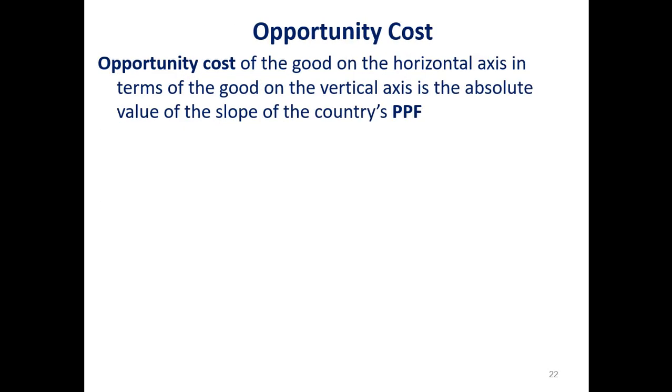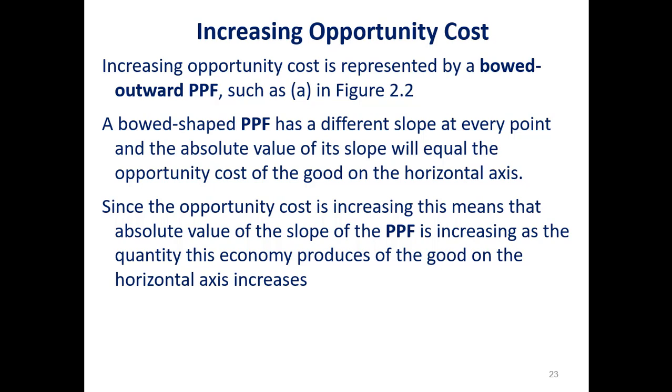And I skipped ahead, but the idea here is that if you're looking at this two good world, you're going to be able to talk about the opportunity cost of the good on the horizontal axis in terms of the good on the vertical, and the opportunity cost of the good on the vertical in terms of the horizontal. But again, we're going to be able to use slope to help us do that.